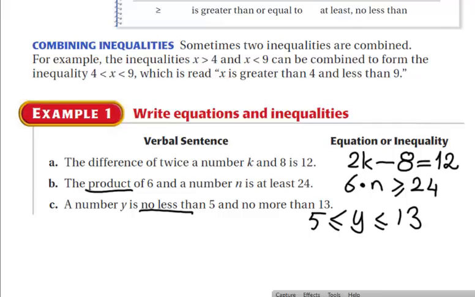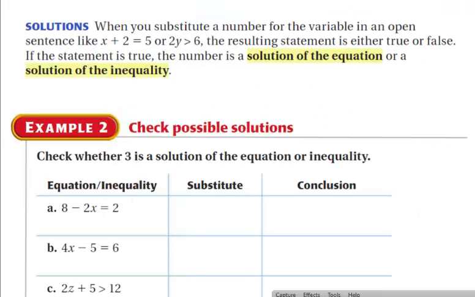So let's move to the next page. In the second page, solutions. When you substitute a number for the variable in an open sentence like x plus 2 equals 5 or 2y greater than 6, the resulting statement is either true or false. If the statement is true, the number is a solution of the equation or a solution of the inequality.